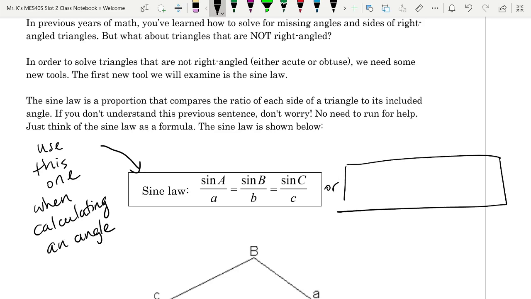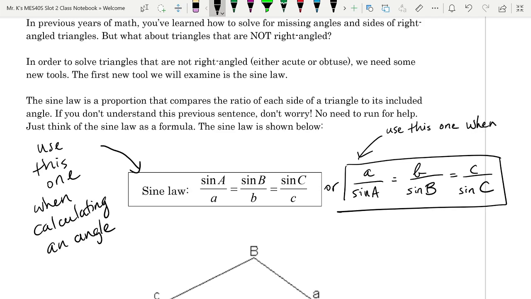And the sine law can be written upside down. You can write it as little a over the sine of big angle A equals little b over the sine of big angle B equals little c over the sine of big angle C. And then for this side, I'm going to write, use this one when calculating a side.